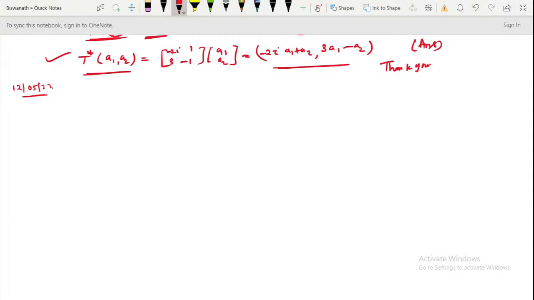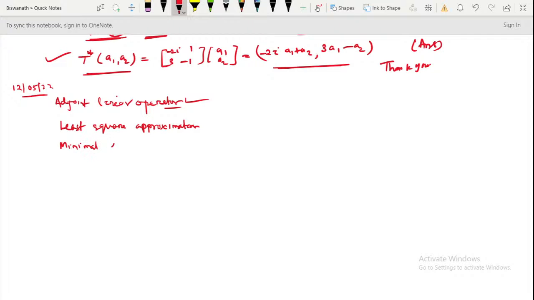Good evening, everybody. In my last class, I already completed the adjoint linear operator. There are also some more topics, like least square approximation, and also the minimal solution to a system of linear equations.